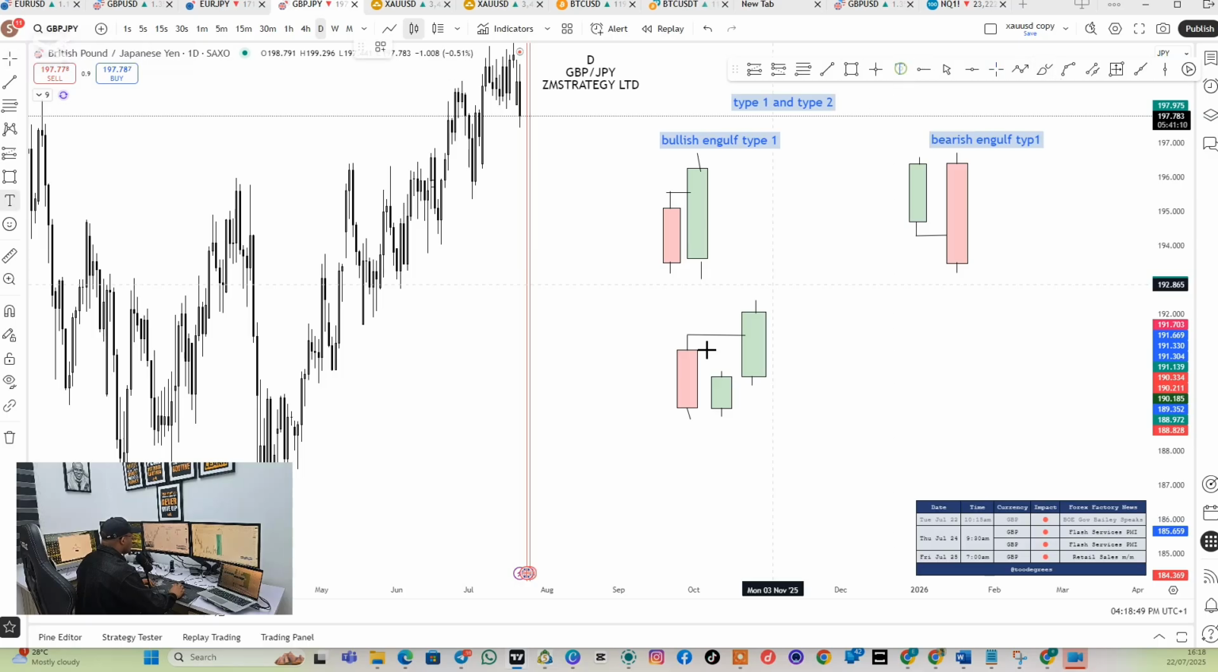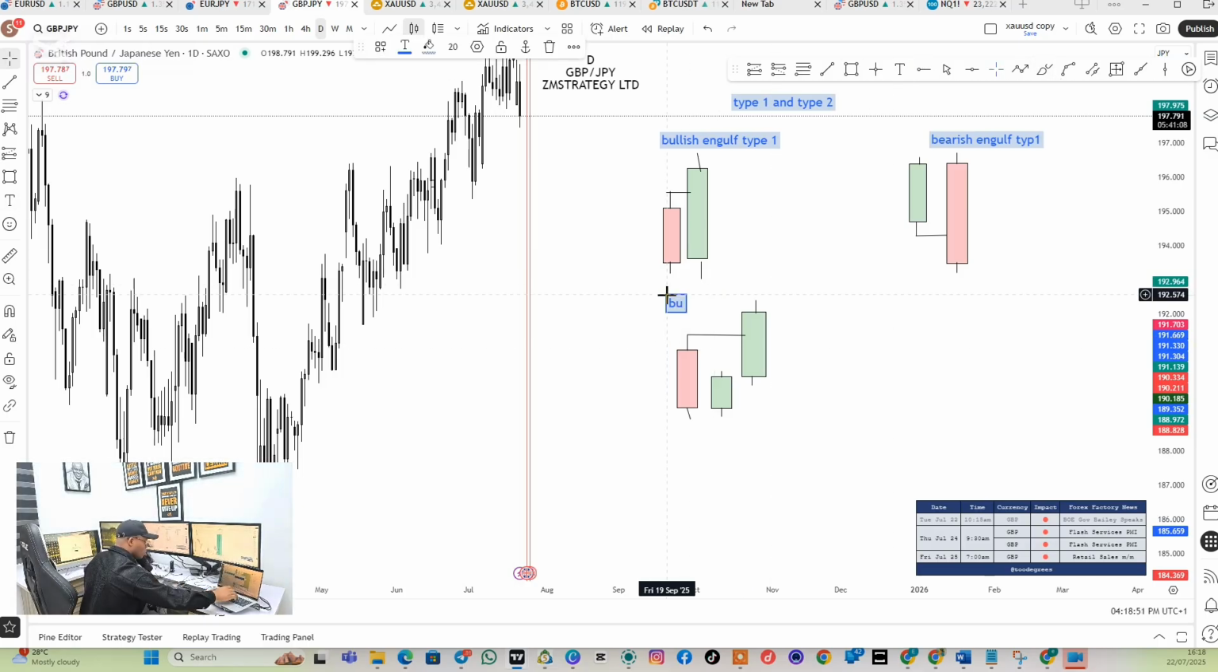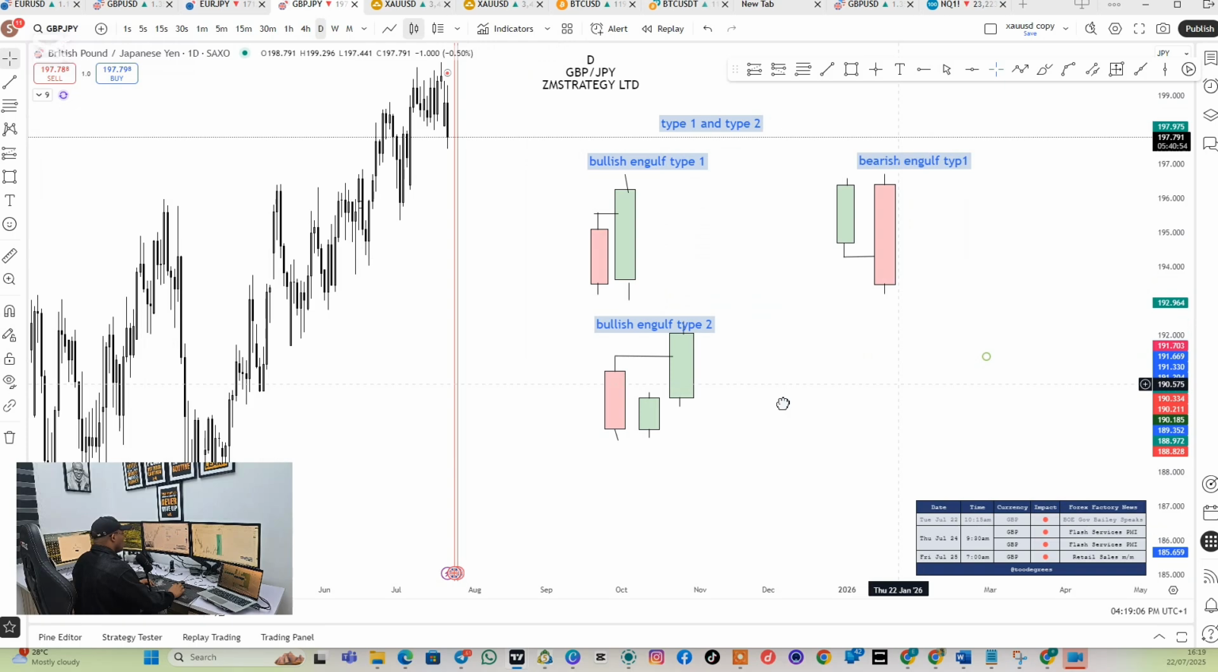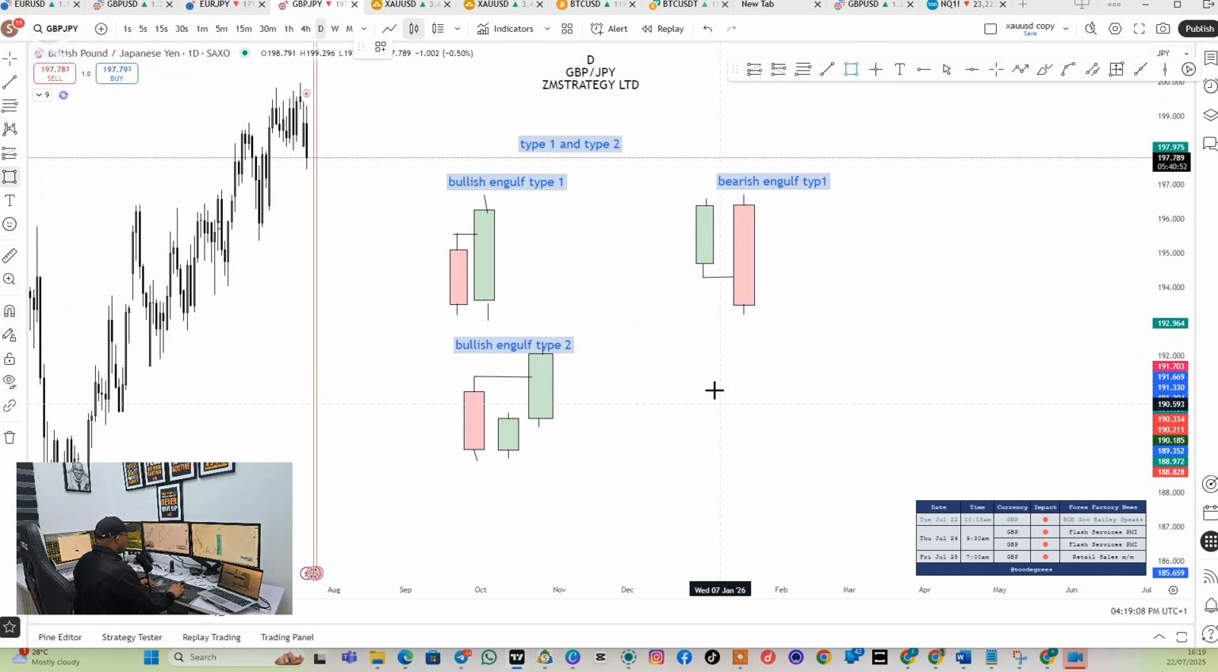So we'll call this bullish engulfing type 2. Then we also have this guy, same thing as well. The difference between type 1 and type 2 is that on type 1, just one candlestick engulfs, but on type 2, two candlesticks engulf. So that's how I usually mark my type 2. We have this candlestick here.